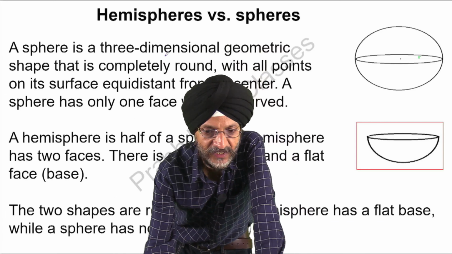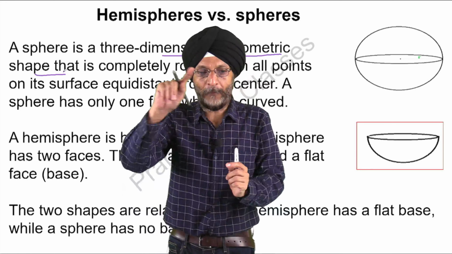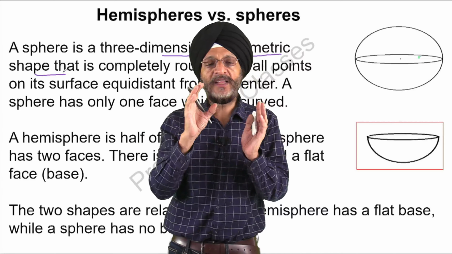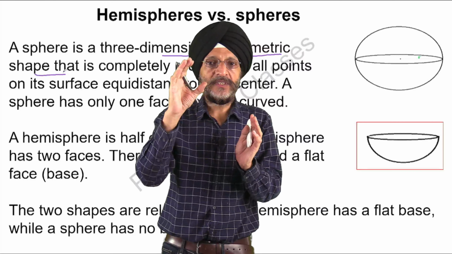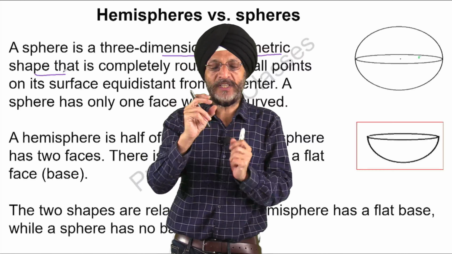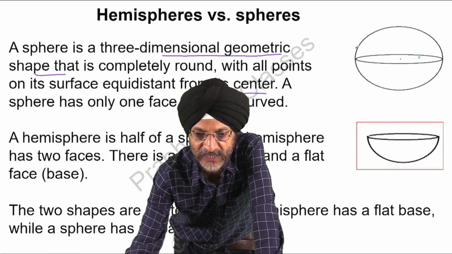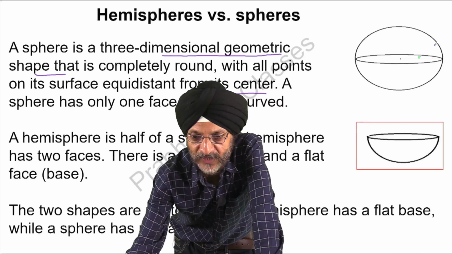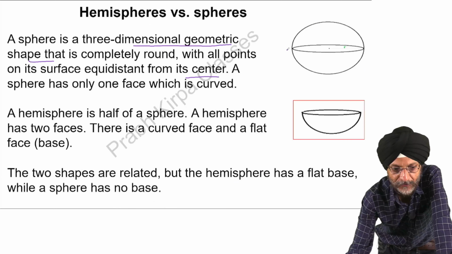A sphere is a three-dimensional geometric shape which is completely round, with all the points on the surface of the sphere at equal distance from the center. A sphere has only one face, which is curved. You can see here that this face is curved.